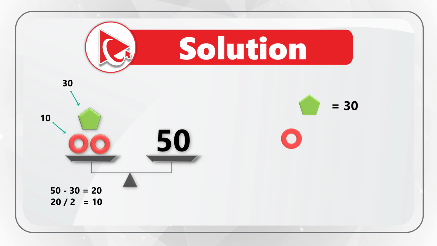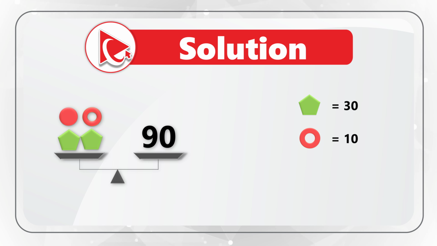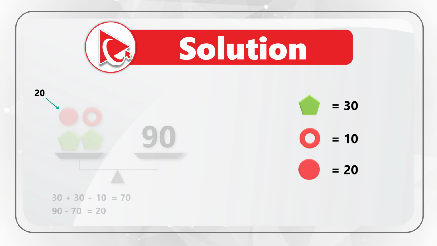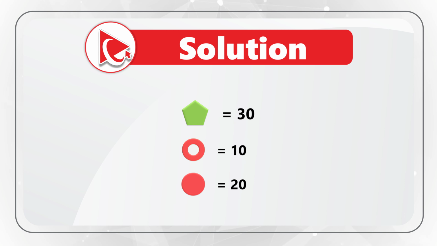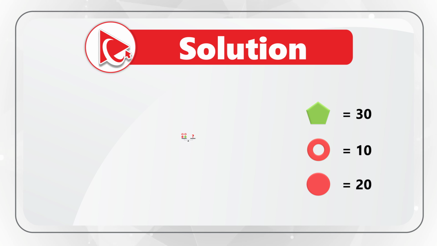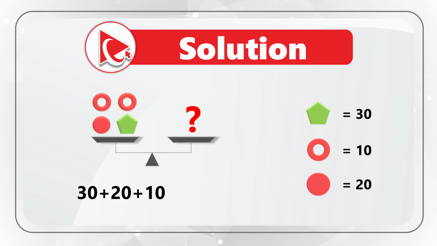On the next scale, we have two pentagons, one circle, and one bagel, and the combination of these shapes equals 90. Let's do the math. 30 plus 30, which is the value of two pentagons, plus 10 equals 70, which means that the circle equals 90 minus 70, which equals 20. Now we know the values of all the shapes. Pentagon equals 30, bagel equals 10, and then circle equals 20, and we can calculate the missing number. 30 plus 20 plus 10 plus 10 equals 70, which means the correct answer is choice C, 70.